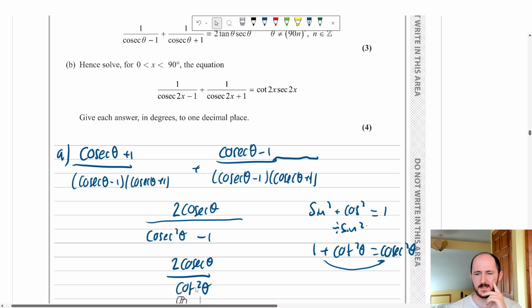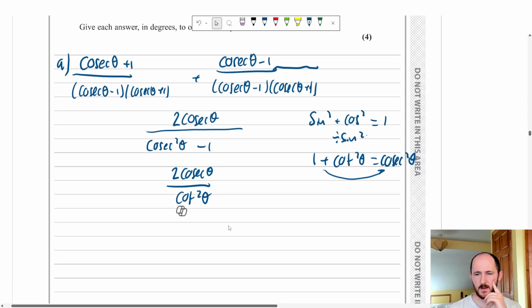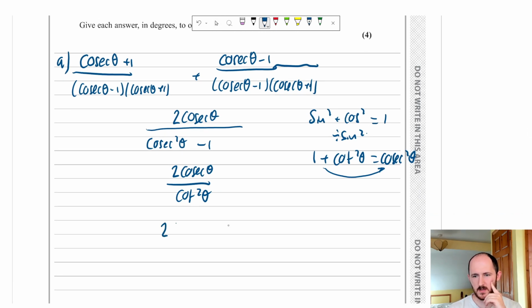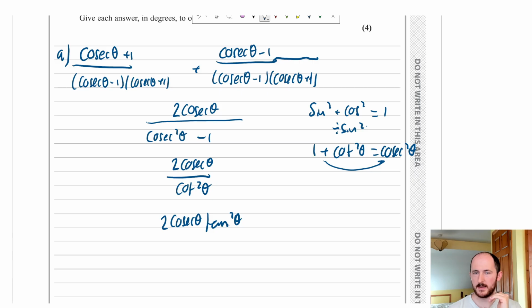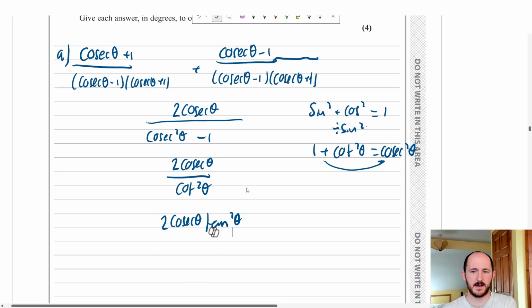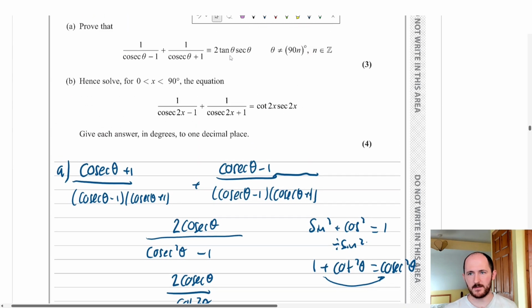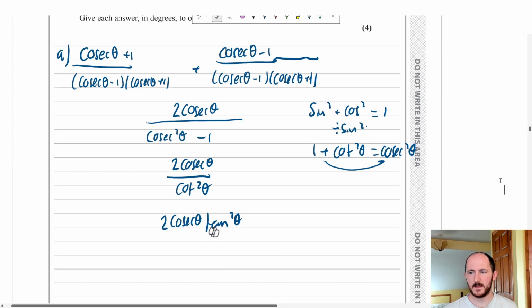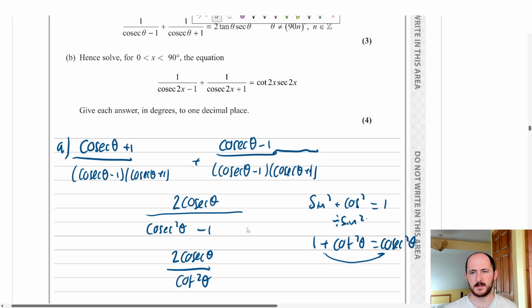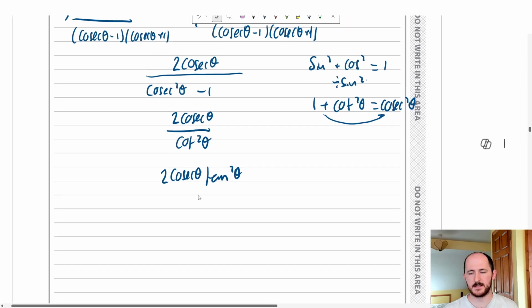1 over cot squared is the same as tan squared, so we can write this as 2 cosec theta tan squared theta, if you remember rightly. Because again, 1 over cot, so cot is 1 over tan, so tan is 1 over cot. So that's what I've done there. And now I'm very close. We have a tan, so it looks like the cosec and one of the tans is going to cancel to give me sec.